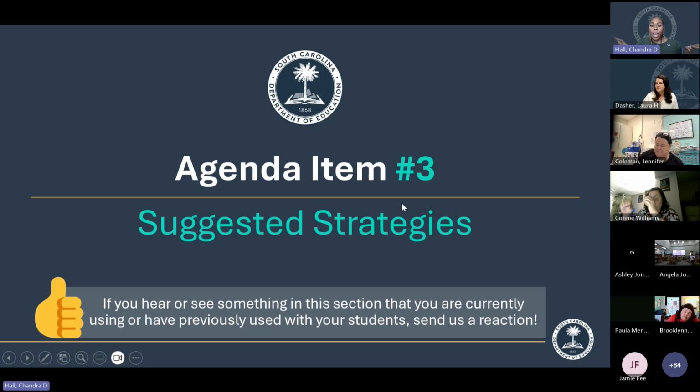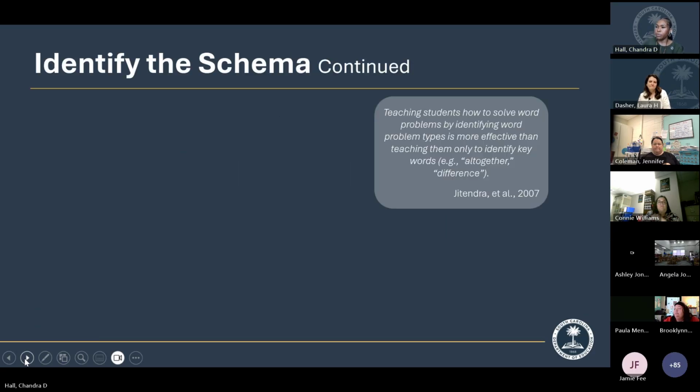So now we've talked about the different word problem schemas. We've talked about what not to do. So let's go into agenda item 3, where we are discovering some of the strategies that we can use. If you hear or see a strategy that you're already using in your classroom, please feel free to send an emoji, and you can do that by pressing the react button at the top of your screen. It has a little smiley face icon there, just to let me know what you have already been exposed to. Okay.